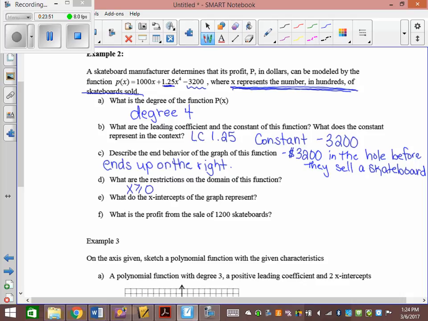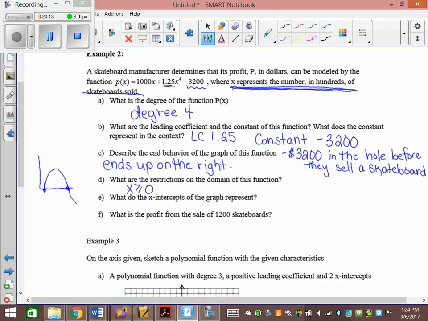which would make no sense in this case because you're going to keep profiting as you sell, right? But sometimes you'll have something like this, correct? So you're going to restrict from here to here, because once you hit here again, you're going to go back down into the hole, and you don't actually want to be in the hole, right? So you'd restrict your domain this way. But for us, we just want to right now restrict it to be greater than or equal to 0 because you can't have negative skateboards.